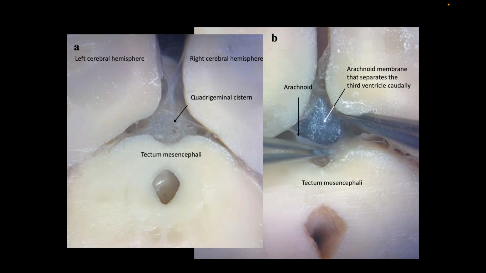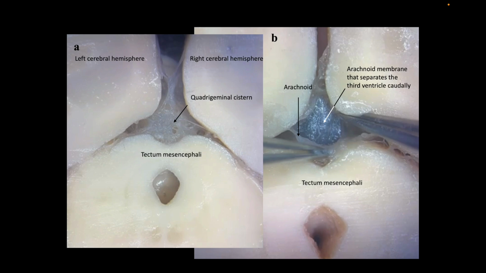Now we go back to transverse sections, and on figure A, you see that on top of the tectum mesencephali, you have this arachnoid that is forming the quadrigeminal cistern, a mass of strands of fibers in the subarachnoid space. So CSF can accumulate there, giving rise to cysts inside the quadrigeminal cistern.